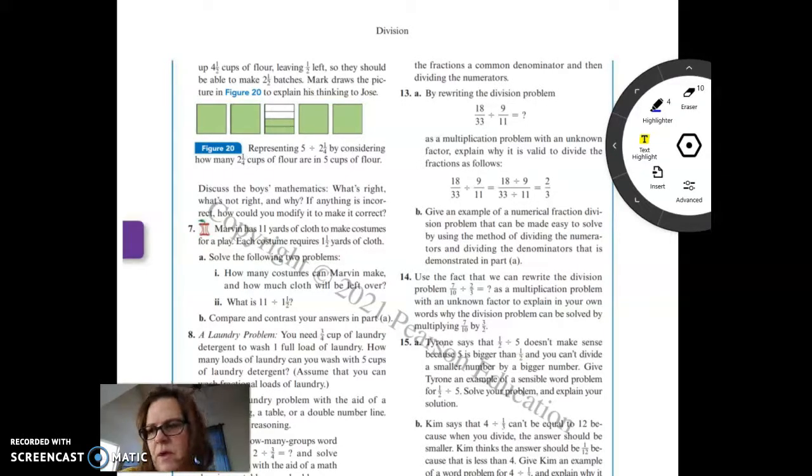I'm going to talk through the homework for this week. There's a bunch of it. So I'm talking about the division chapter, section 4 and section 5 homework.